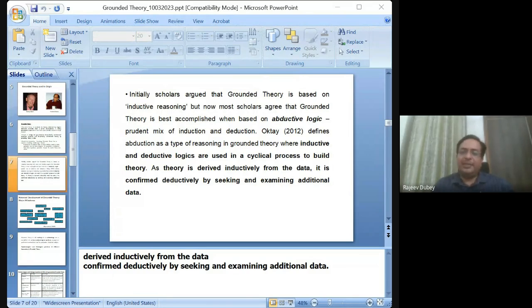In the sense, you go to the field or the organizational setup, whatever is your field, which is qualitatively different, which cannot be justified through the existing literature which we have. From those data, through inductive logic, you have generated certain concepts, certain categories, and then again, by collecting additional data, you try to examine it. And we will see how in the process of coding this cyclical process continues to happen. A theory is derived inductively from the data, and it is confirmed deductively by seeking and examining additional data.